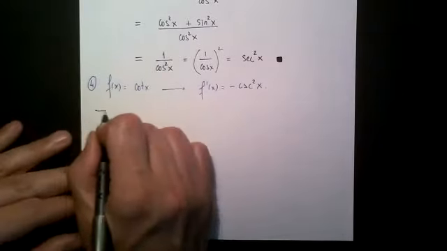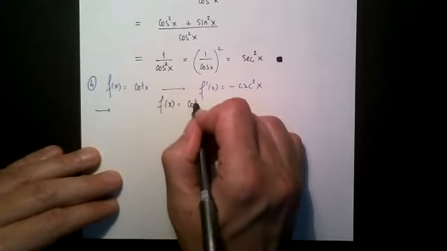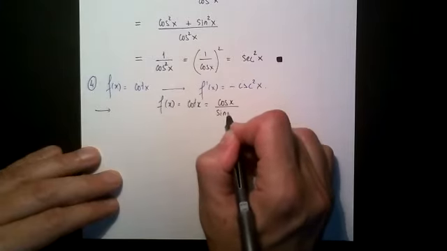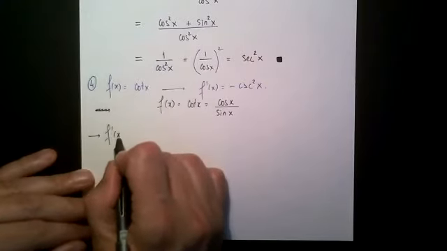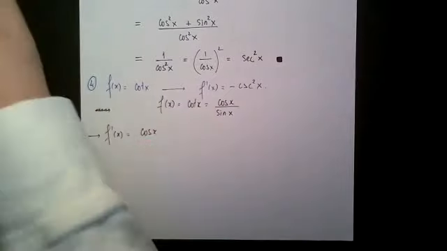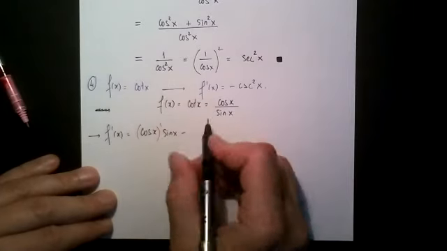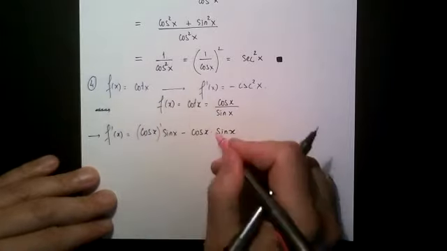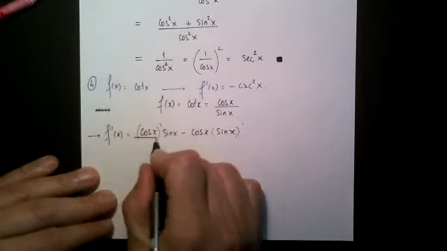So what do we have here? f of x is equal to cotangent of x, which is equal to cos x over sine x, okay? Which means that f prime of x, quotient rule, so the derivative of the top times the bottom minus the top times the derivative of the bottom. And all this over the bottom squared.